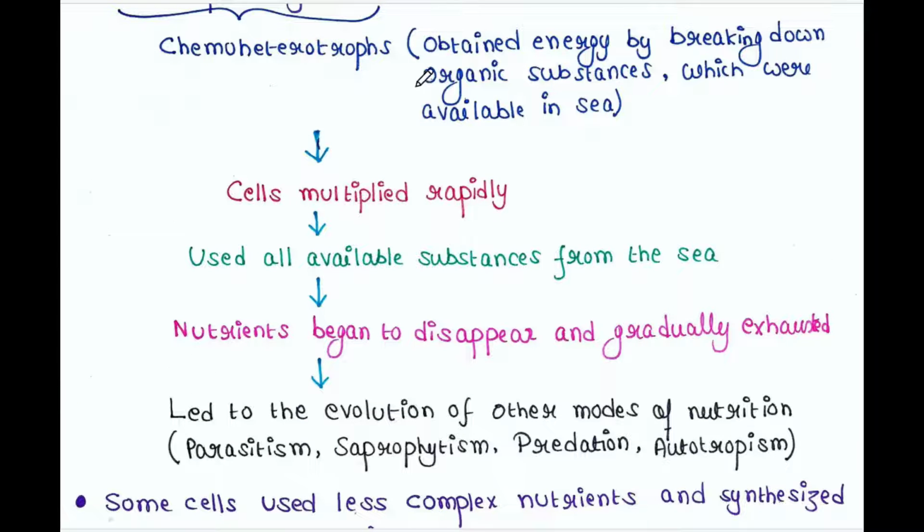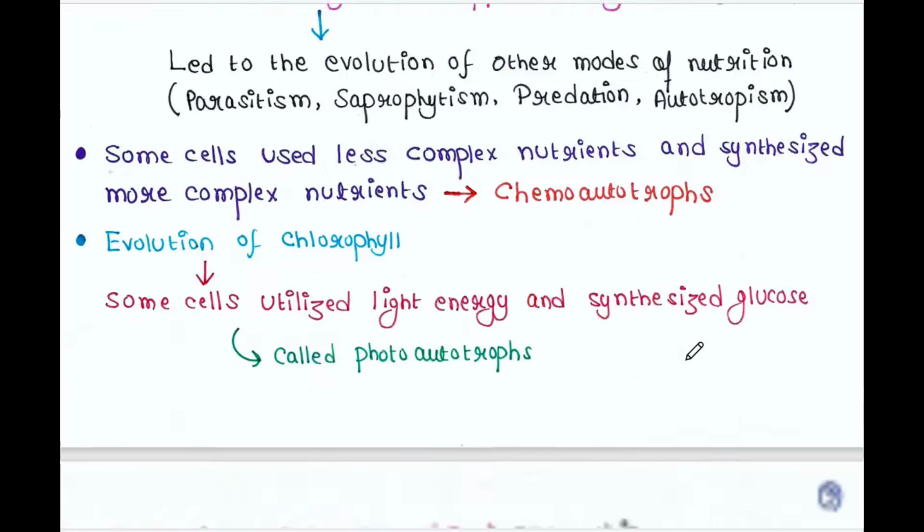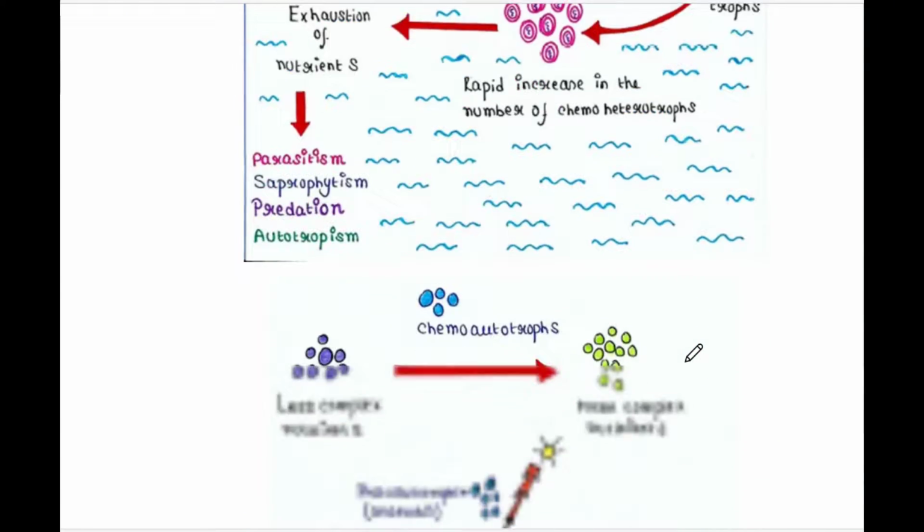So these chemoheterotrophs multiplied rapidly and used all available substances from the sea. Hence, nutrients began to disappear and gradually exhausted, which led to the evolution of other modes of nutrition like parasitism, saprophytism, predation, autotrophism, etc. Okay. Next, what happened?